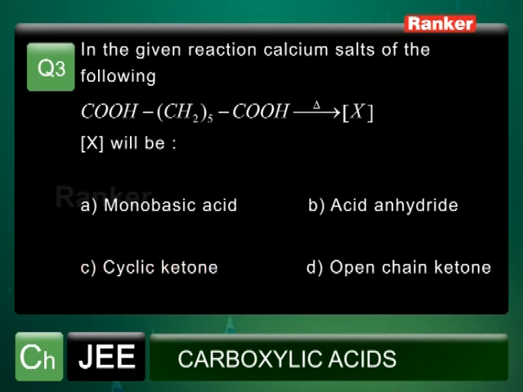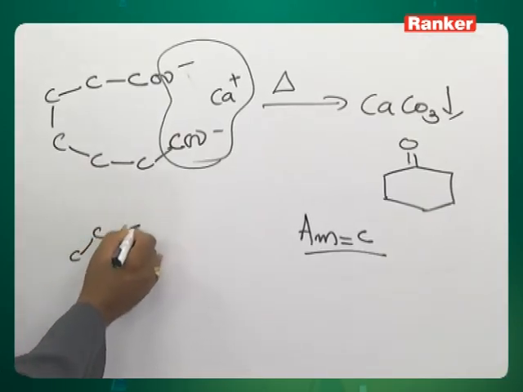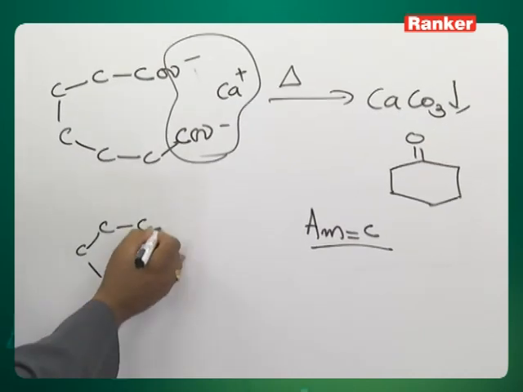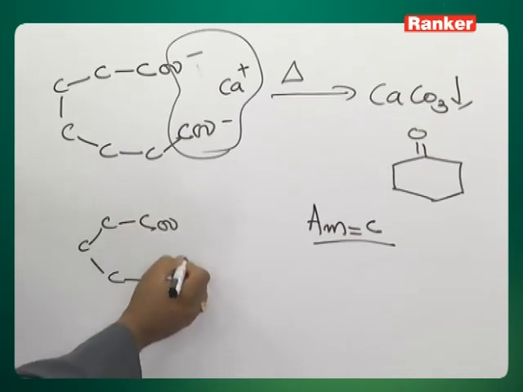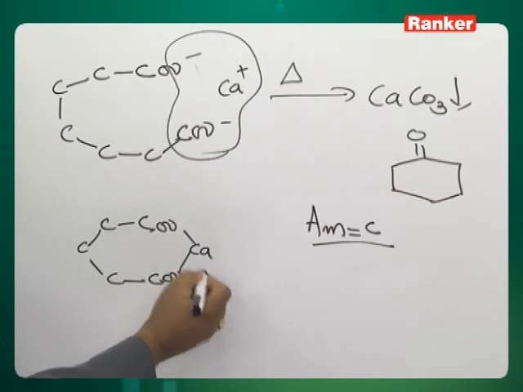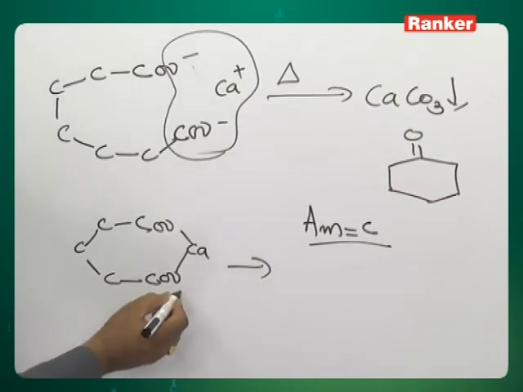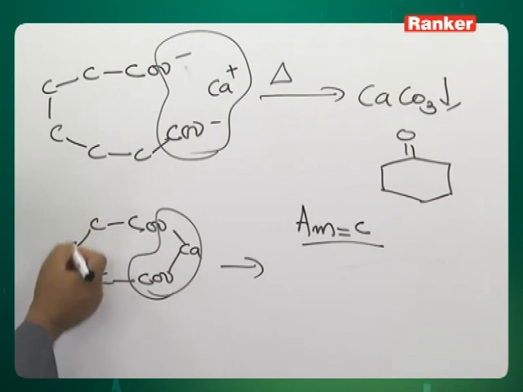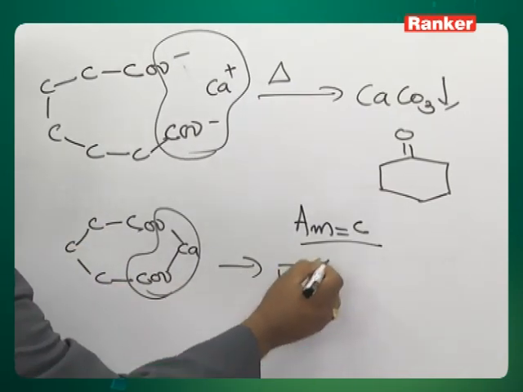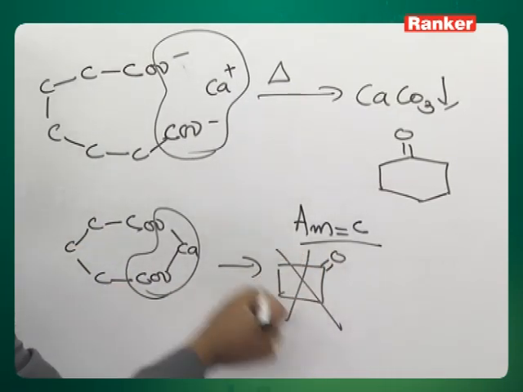However, the reaction has some concept here. Option A is a monobasic acid, so acids will give the ketones. Acid anhydride also has some validity here. For example, if a 6-carbon acid is taken, this is called adipic acid. If calcium adipate is heated, you are supposed to get calcium carbonate and a 5-carbon ketone, right? But the 4-carbon ketone is unstable.